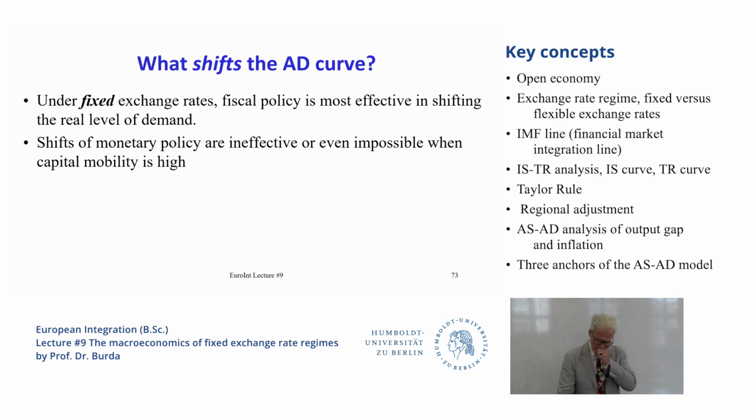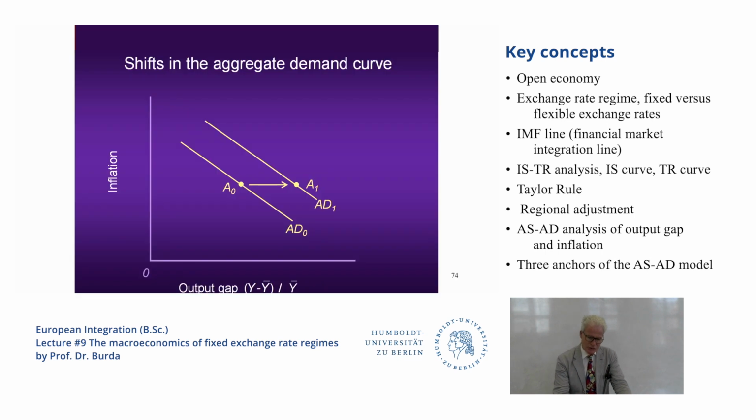Okay, so just to finish up, we need to talk about what shifts these curves. Just like with the IS-TR curve setup, we need to ask what's shifting AD. And I've already given you lots of hints, right? Under flexible exchange rates, it's monetary policy. Under fixed exchange rates, it's fiscal policy. So if you can look at the math in the background, you can see what's feeding into those shifts.